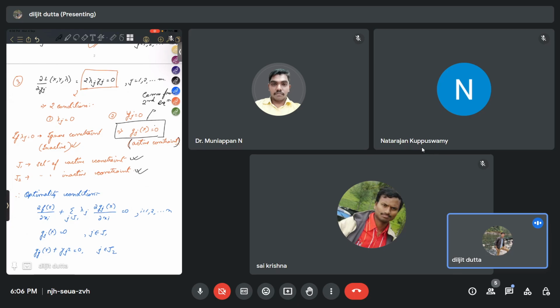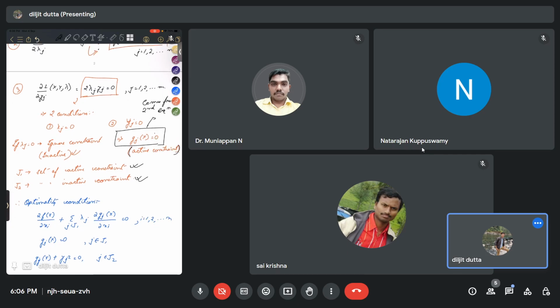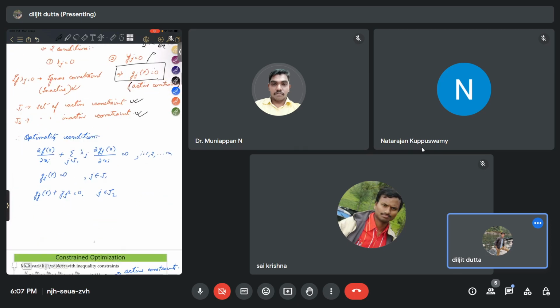Since we told that j goes from 1 to n, out of n, J1 are active constraints and J2 are inactive constraints. So we can now modify our optimality problem. The first equation will be the same, that is del f by del xi plus sigma of j equals 1 to j1. This is only for the active constraints. Lambda j into del gj of x by del xi is equal to 0.